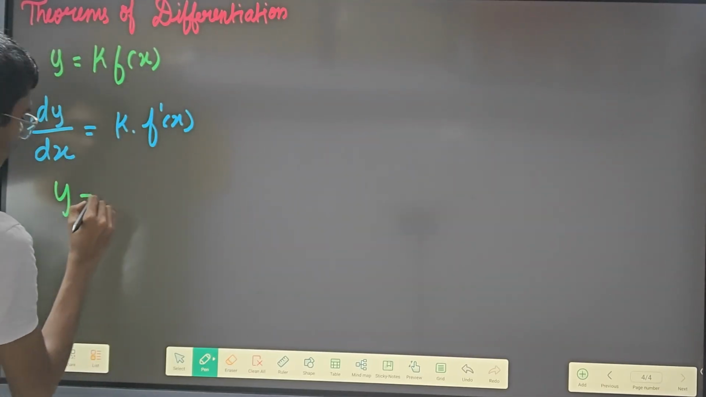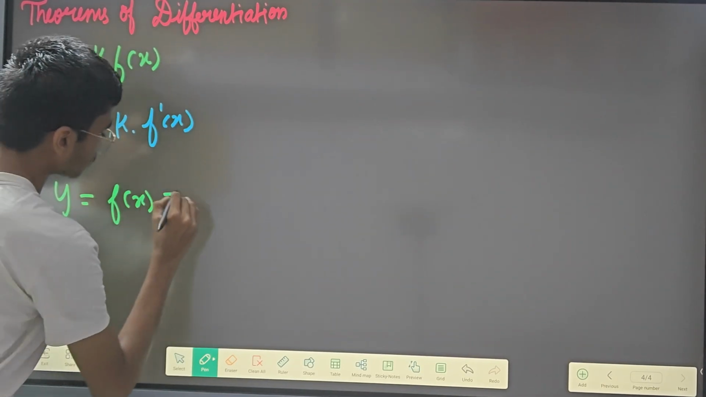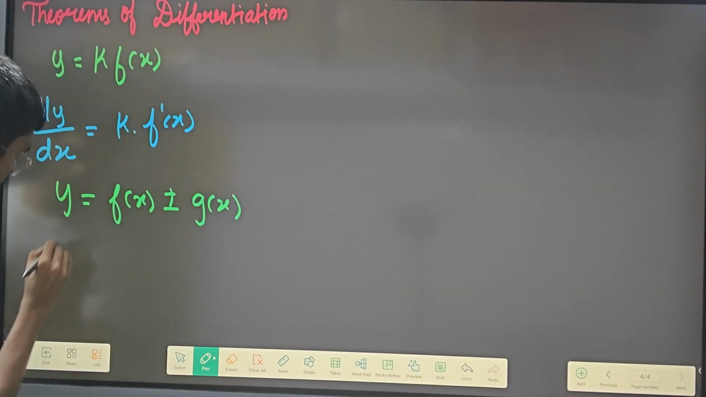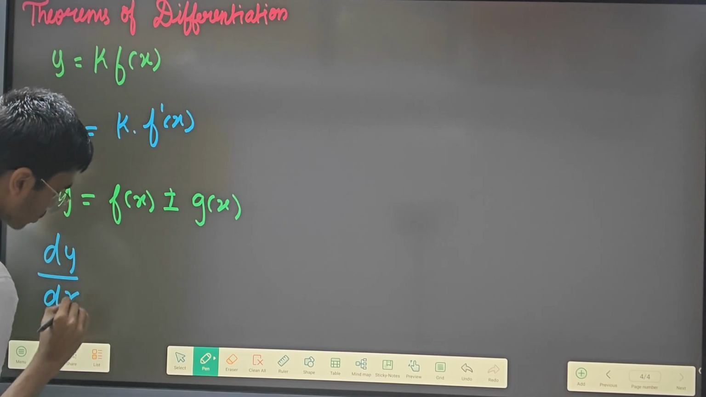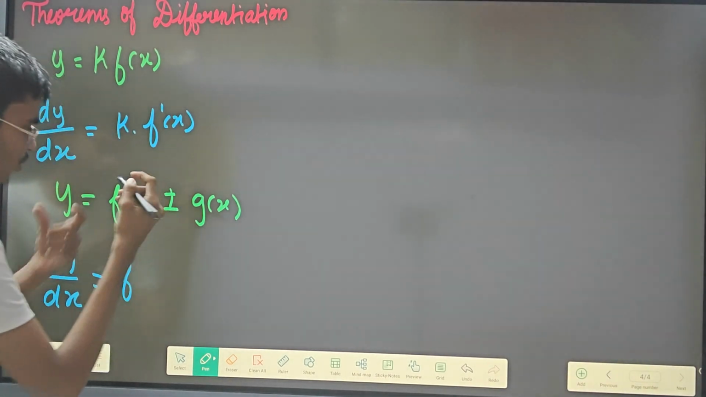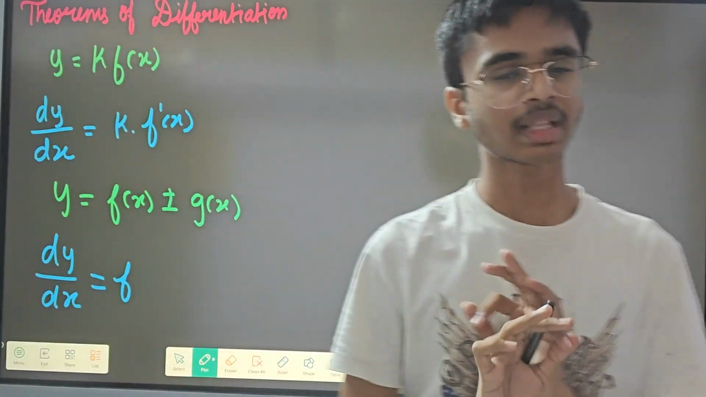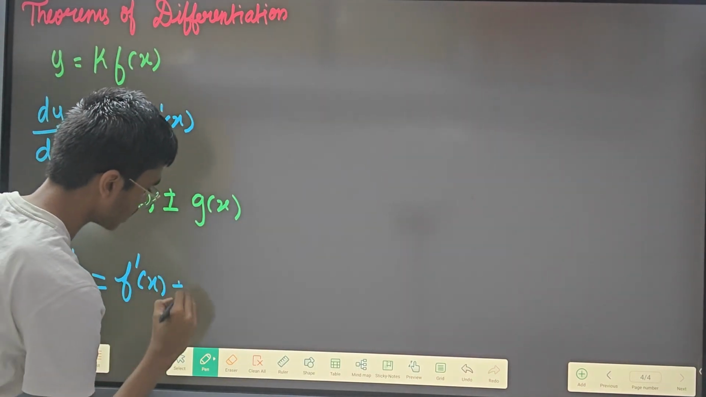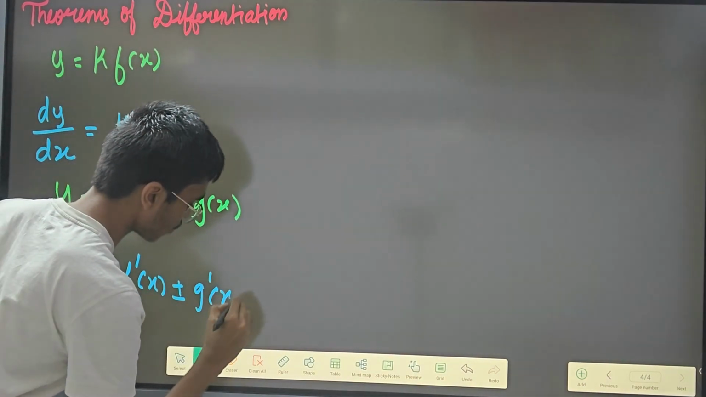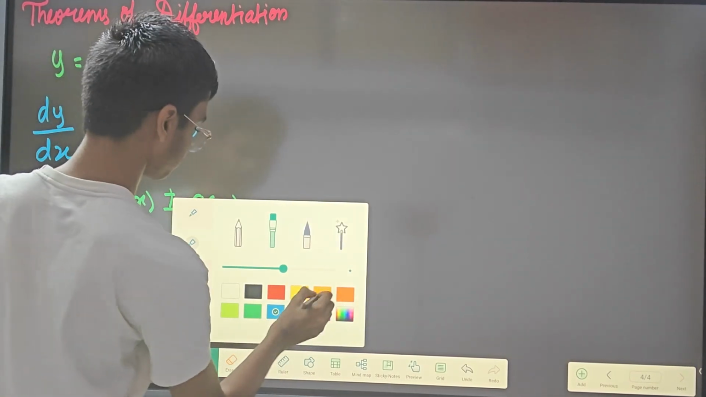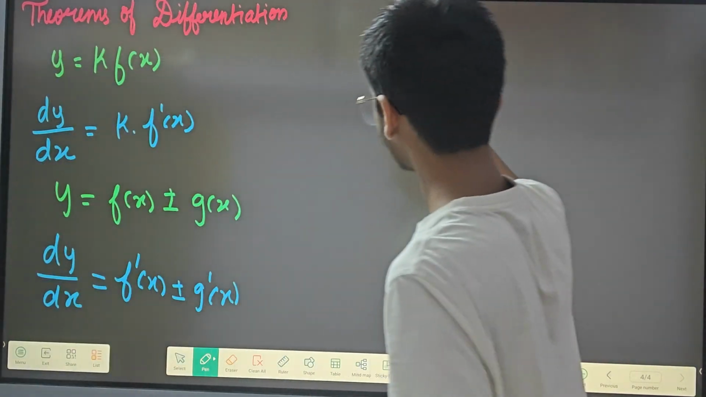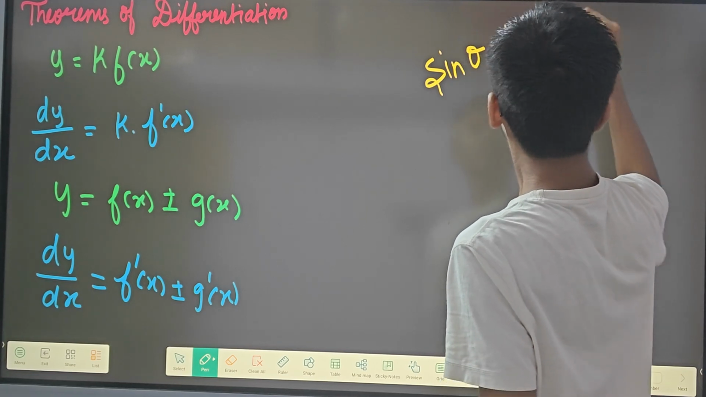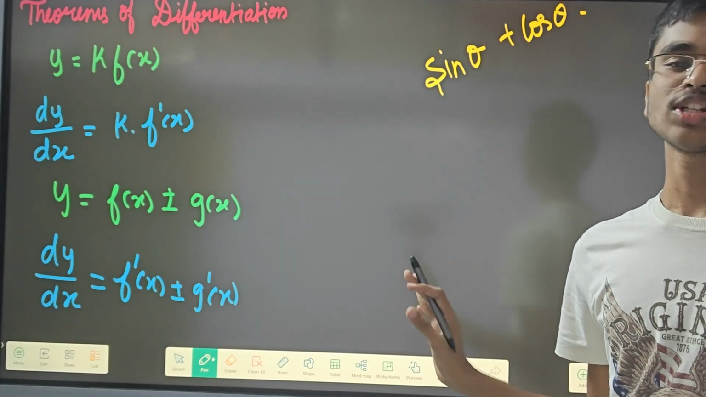Next is y is equal to f of x plus or minus g of x. So dy by dx is going to be just differentiate those. Nothing else is there. It is going to be f dash of x plus or minus g dash of x. For example, if you have something like sin theta plus cos theta, do not think anything, just differentiate it.